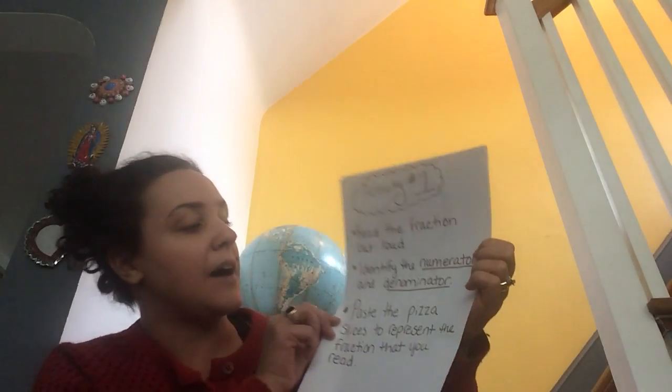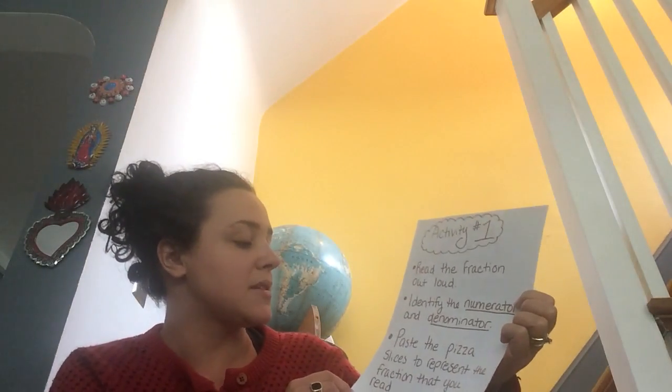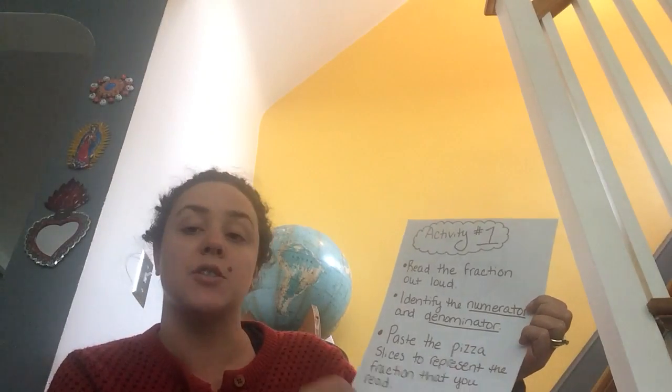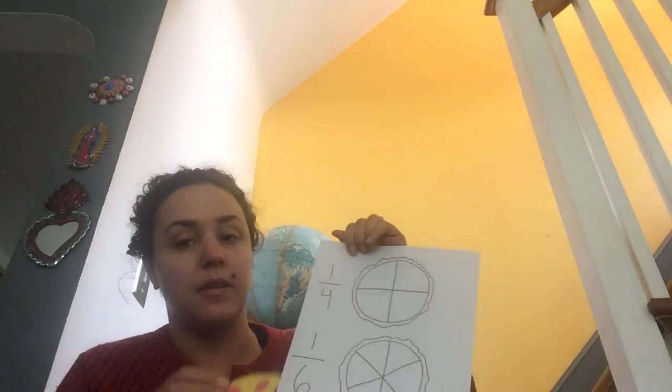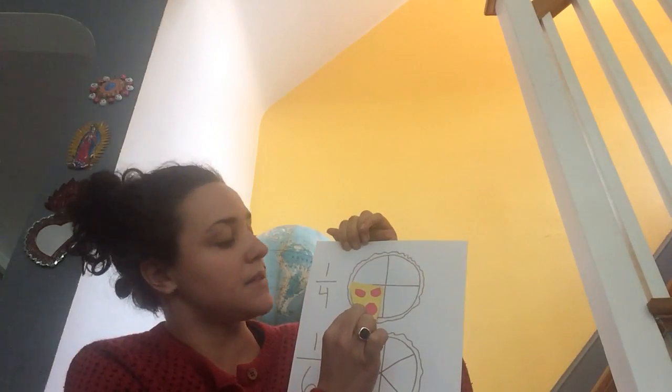So my first activity asks students to read the fraction out loud, identify the numerator and denominator, and paste the pizza slices to represent the fraction that you read. So this is an example. I ask 1/4, and the student will paste the pizza slice for 1/4.